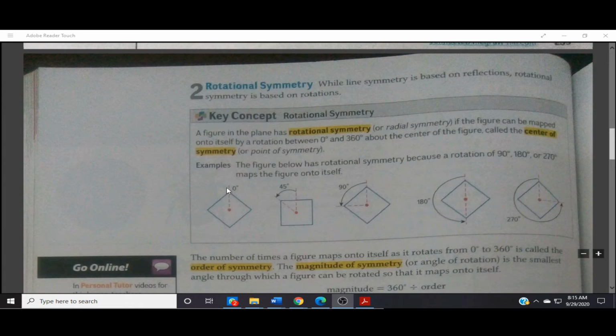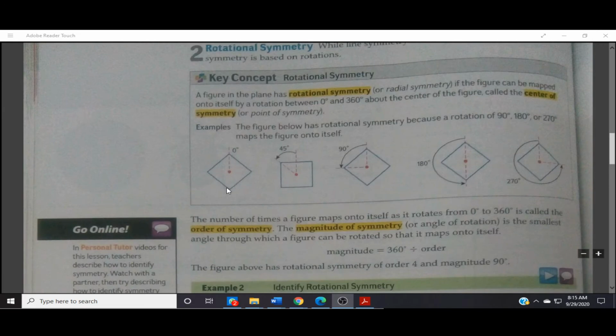That is its symmetry. Now, order of symmetry is the number of times a figure maps onto itself as it rotates from 0 to 360. It is called order of symmetry. So how many times did this rotate onto itself between 0 and 360? Well, this rotated 4 times. You start with this at 0 degrees, so this is 1, 2, 3, 4. So the order of symmetry is 4.